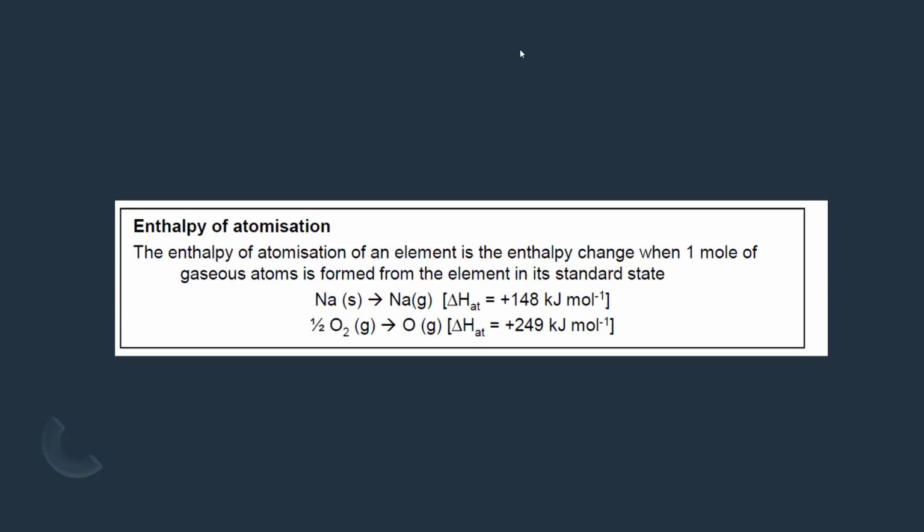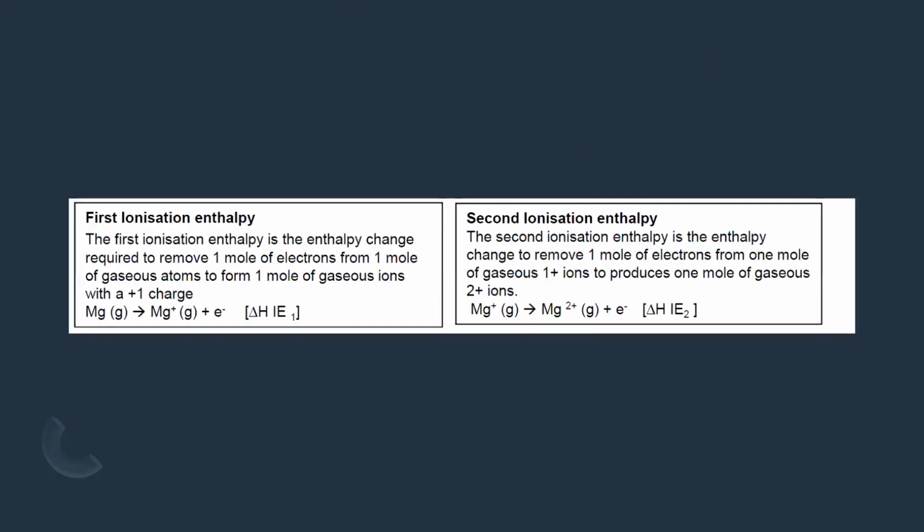Then enthalpy of atomization means when we produce 1 mole of a neutral gaseous atom, we call that atomization. Like here, sodium solid is already an atom, but we produce a sodium atom in a gaseous state, we call that atomization. And it is always endothermic because you have to supply energy to break the bonds or to convert the molecule into atoms. Then first ionization: the energy required to remove the first electron, we call first ionization. The energy required to remove the second electron from an already charged ion, we call second ionization.